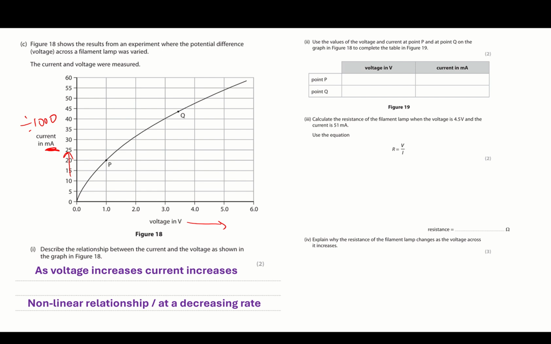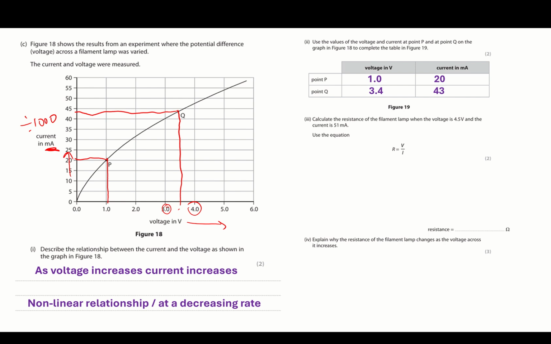The next one, use the values to find out point P and point Q. So we'd find that the voltage there is 1, and that's 20 milliamps. And then we'll go up here, and we can see that's 3.5 because it's in between those two values. And then that's across there. So 1 goes to 20 milliamps, 3.4 goes to 43. If I'd drawn a nice straight line, then we're ready to go.